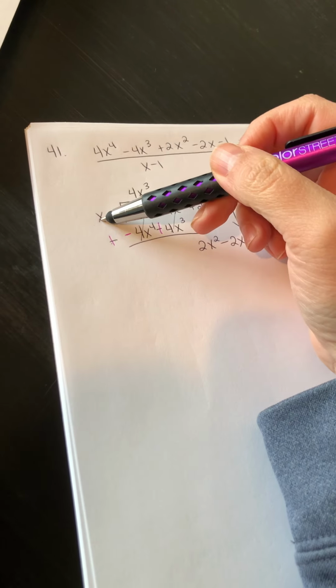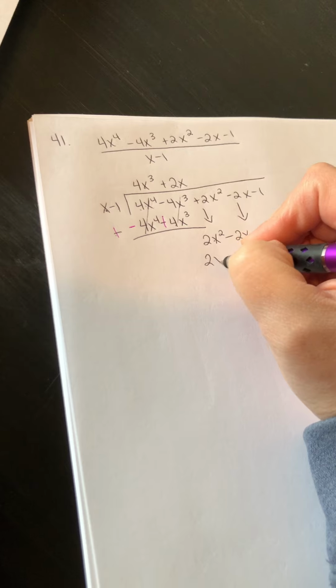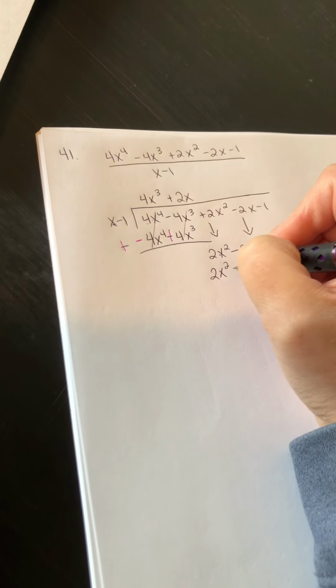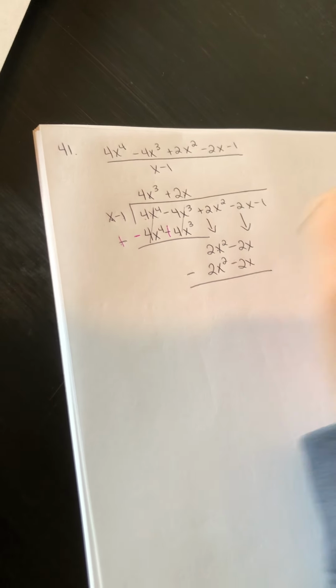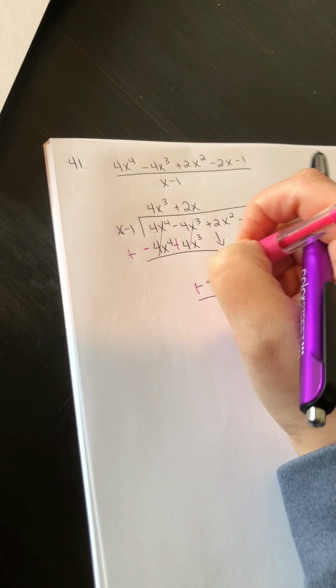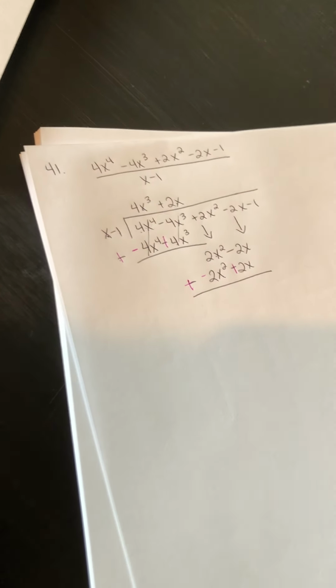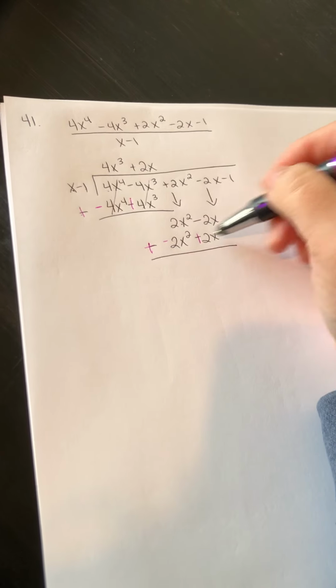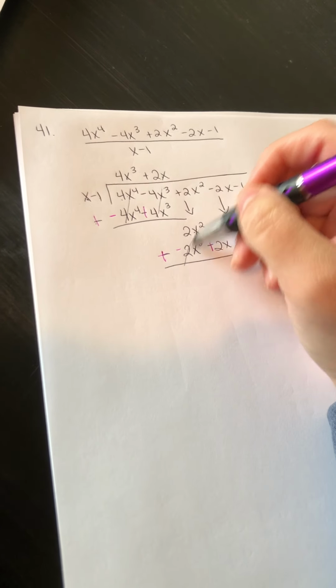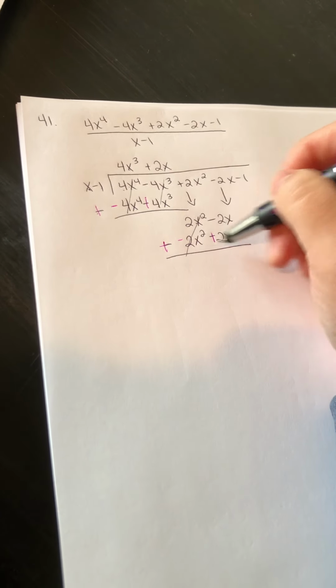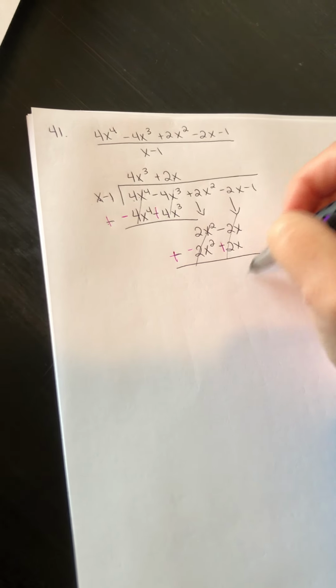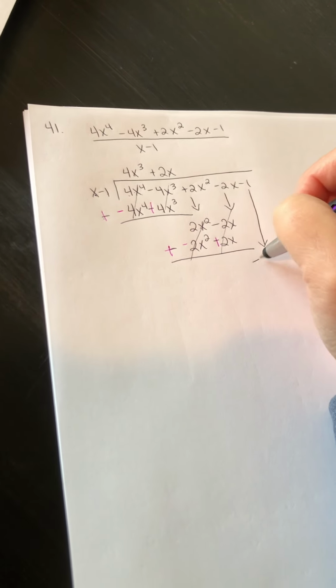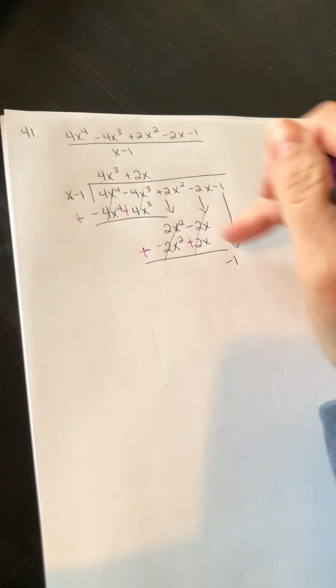How do I get an x to be a 2x squared? Well, multiply it by 2x. 2x times x is 2x squared. 2x times negative 1 is minus 2x. Again, you're going to subtract. And again, if you want to write it as a plus and switch these signs, that's fine. Just don't forget, you're subtracting the whole thing. 2x squared minus 2x squared goes away. Negative 2x plus 2x goes away. So this is again 0. So I'm going to bring down my last thing, which is negative 1. I can't turn x into negative 1, so that's my remainder.